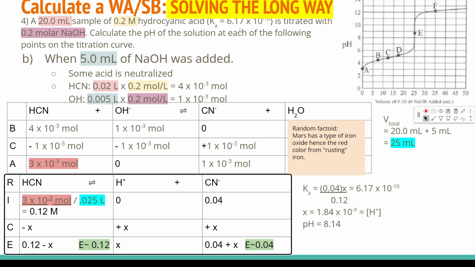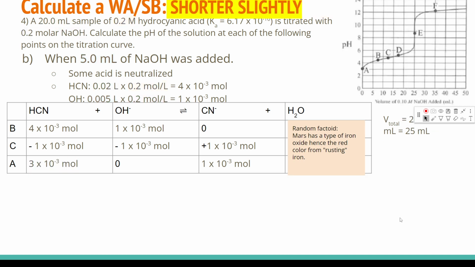We got our Ka here from earlier. I do my algebra, solve for x, and as a reminder, x is H plus because it's right here on the RICE table. And so I can plug that into negative log of this concentration and I'll get my pH. And there we go. So that's the long way of doing it.